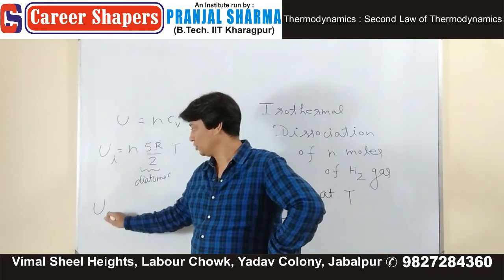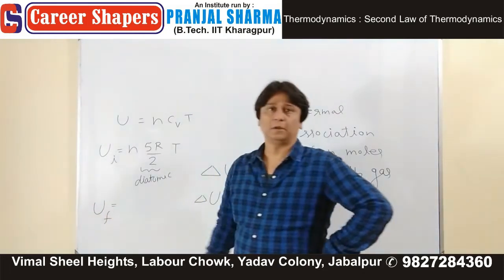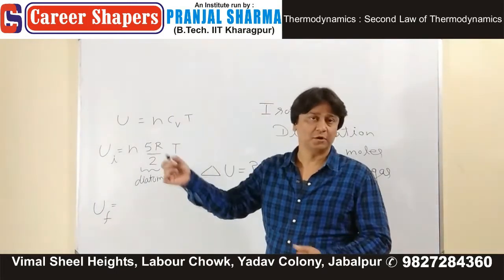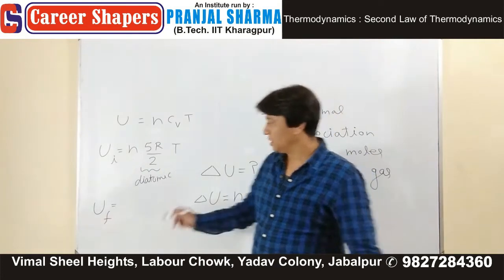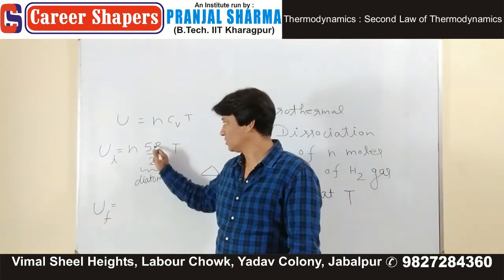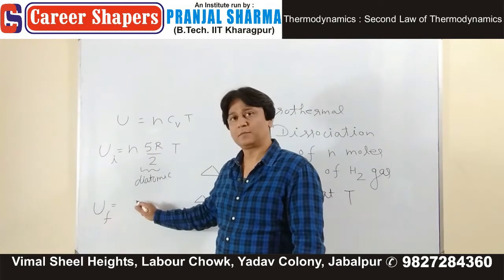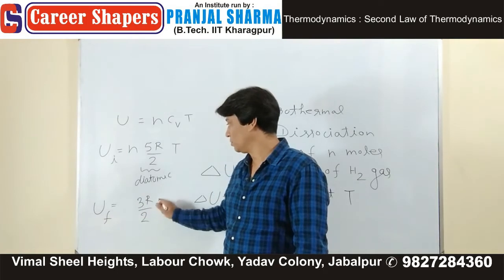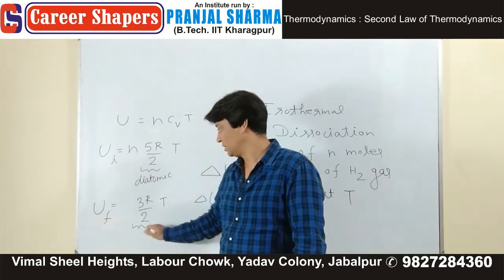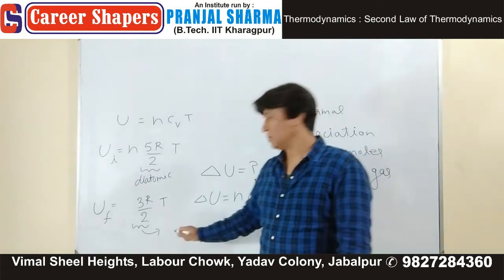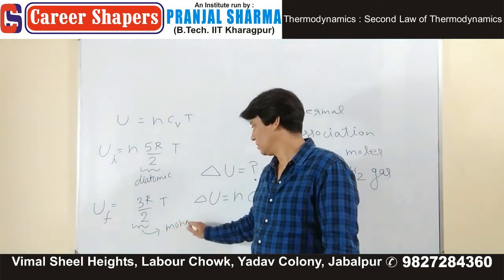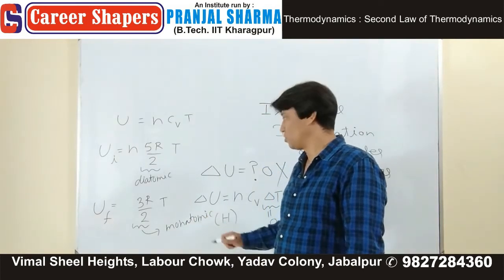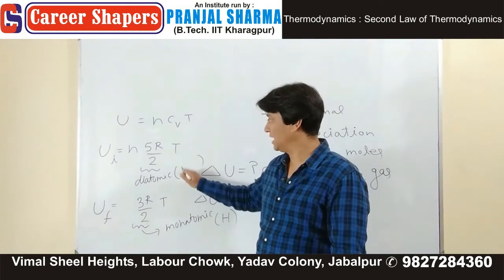When I go for U final, what do I have? When you dissociate H2, you get H and H, which is monatomic. If it is monatomic, then this Cv is 3R by 2, and the temperature is T. This is for the monatomic part: monatomic H, while this is diatomic H2.